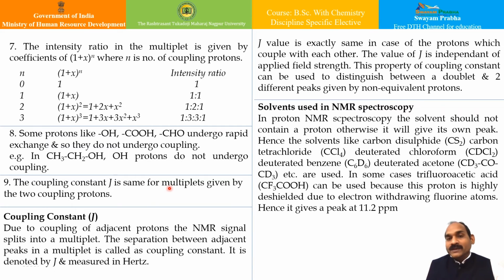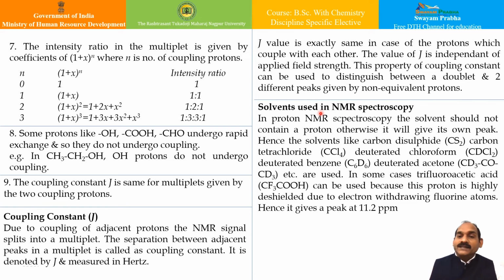This property of the coupling constant can be used to distinguish between a doublet and 2 different peaks given by non-equivalent protons. There can be confusion many a time whether the 2 peaks adjacent to each other are a doublet or peaks from 2 different non-equivalent protons. So this J value really helps us to identify whether the given peaks are a doublet, that is a split from a single peak, or peaks representing different non-equivalent protons.